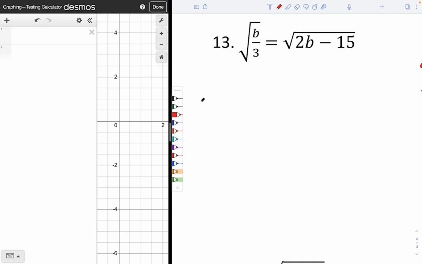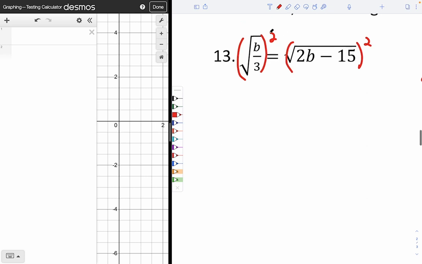Step 2 is to square both sides. So now both sides we will square. On the left-hand side, a square and a square root cancel each other, and we have b over 3 equals. On the right-hand side, we have another square and a square root. Again, those cancel, and you have 2b minus 15. So that's step 2. We squared both sides.